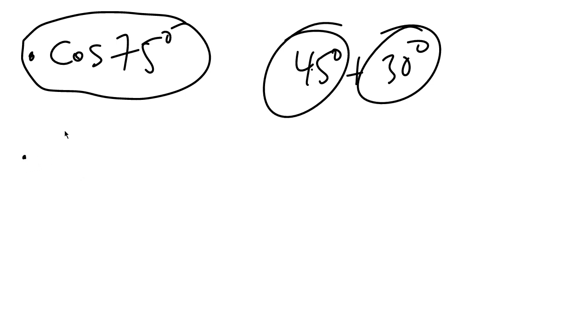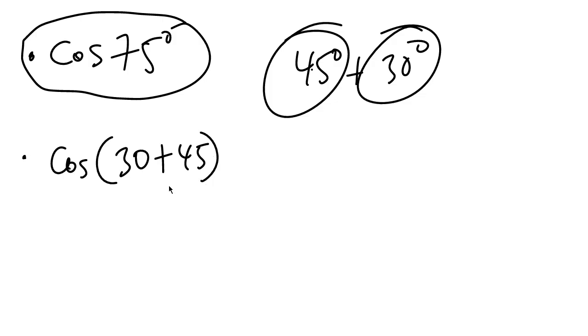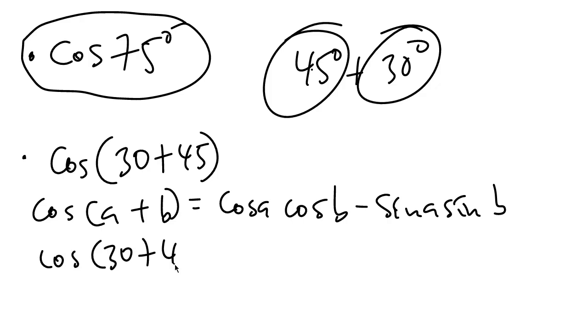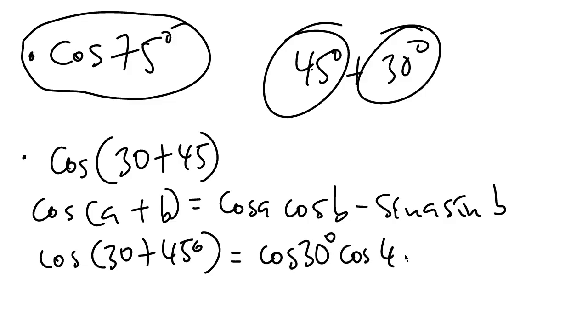So we can simply write cos 75 as what? Cos of 30 plus 45. And then applying the cosine rule that says that cos of A plus B is equal to cos A cos B minus sine A sine B, what we're going to have here is that cos of 30 plus 45, which is same as cos 75, will be equal to what? Cos 30 cos 45 minus sine 30 sine 45.